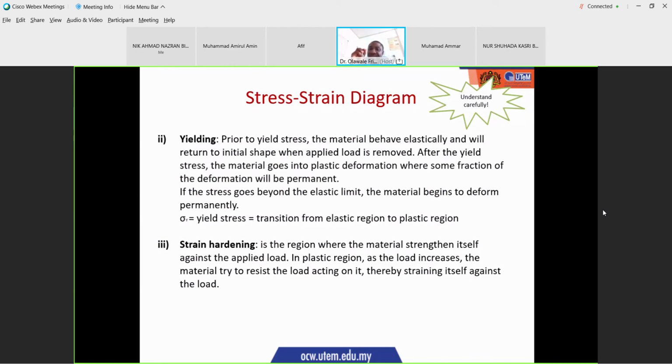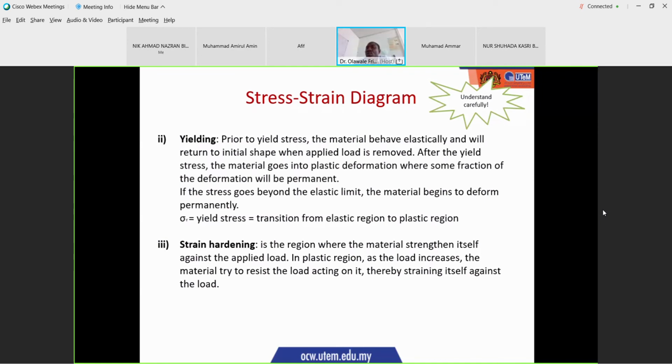And if your stress goes beyond your elastic limit, then your material deforms permanently. So your yield stress is a transition between elastic and plastic deformation. The moment you get to yield stress, then your material goes into plastic deformation. Below yield stress, your material behaves with elastic deformation.